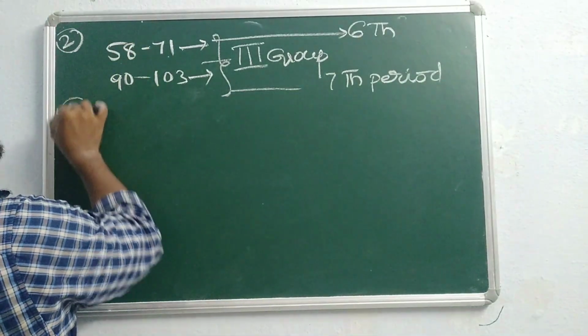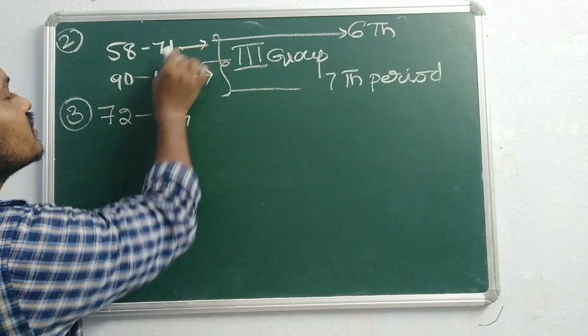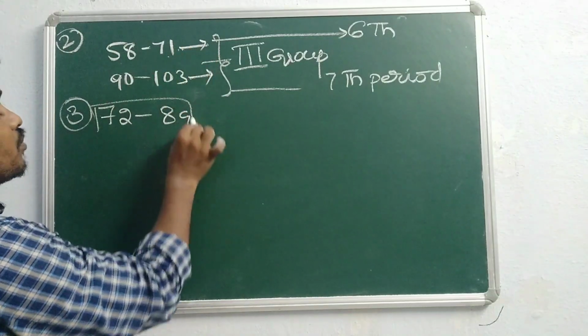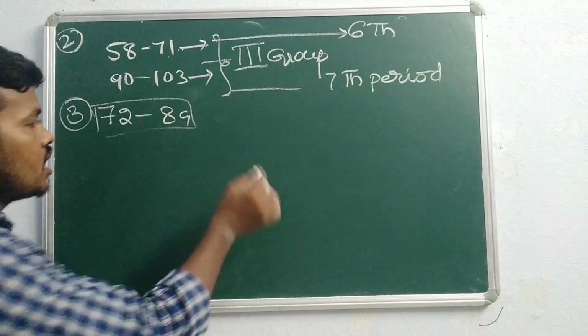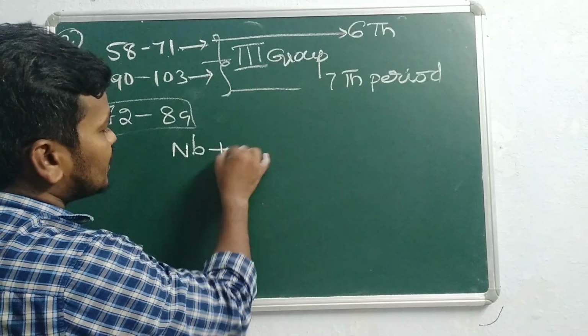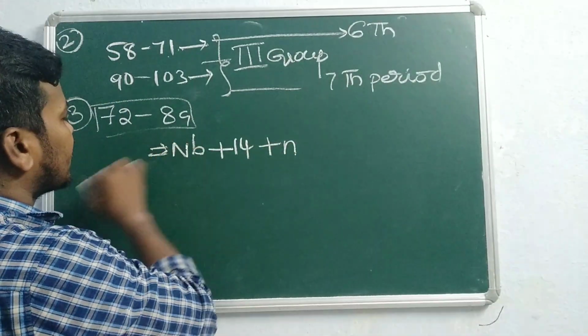Okay, trick number 3. What about 72 to 89? In between, the lanthanides end with 71 and the actinides start with 90. What about these? Here also some trick is there. Here what we have to do is noble gas plus 14 plus N. Here is the trick.